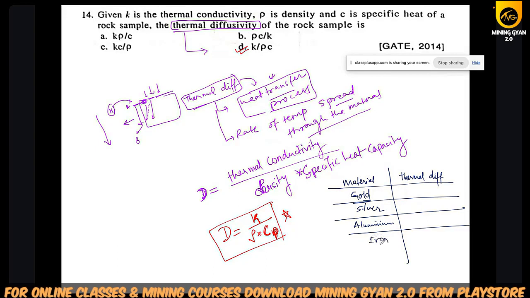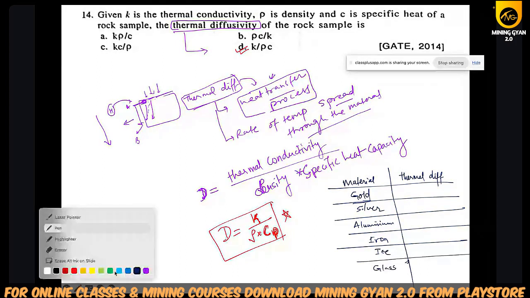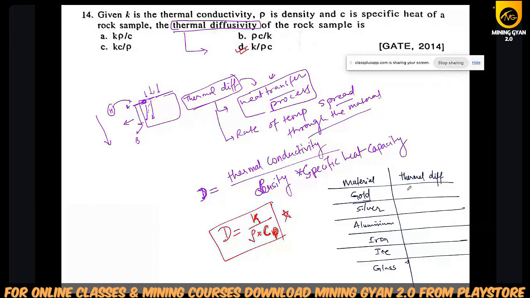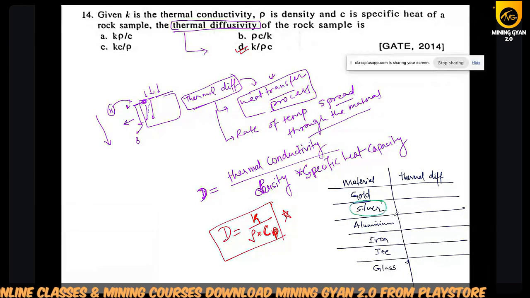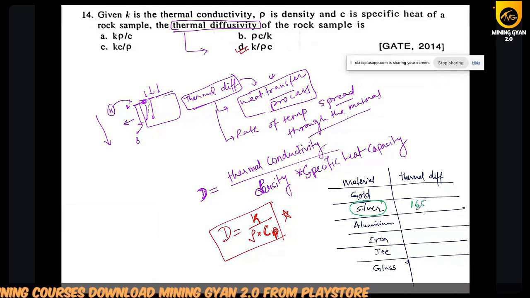iron, and ice or glass. The highest thermal diffusibility in whatever I have given is of silver, nearly 165.